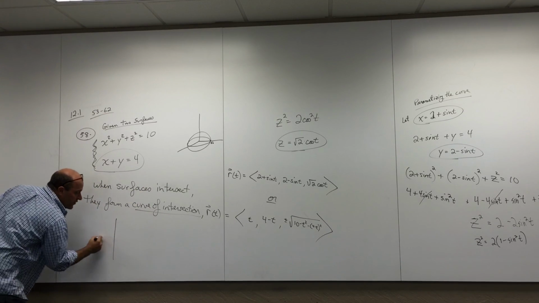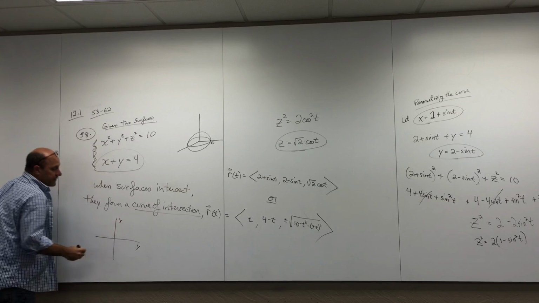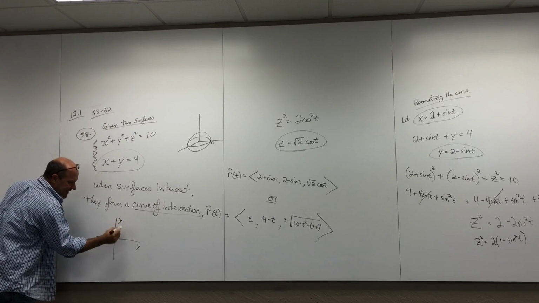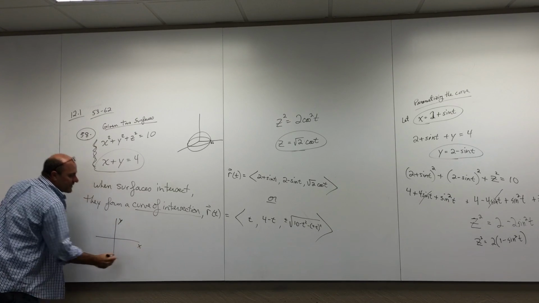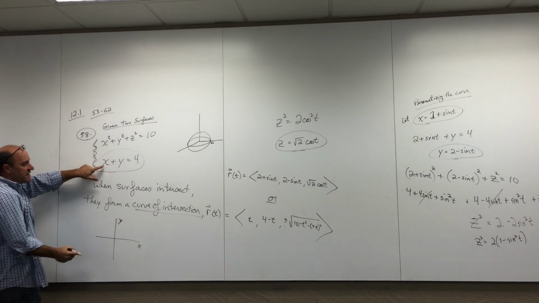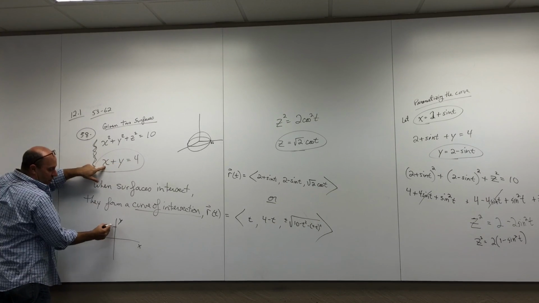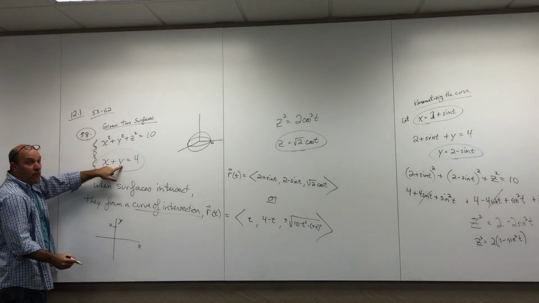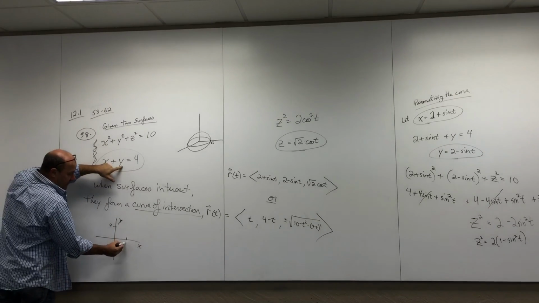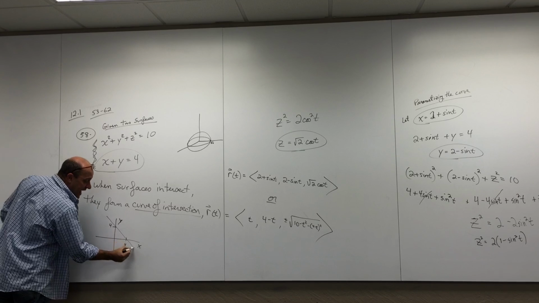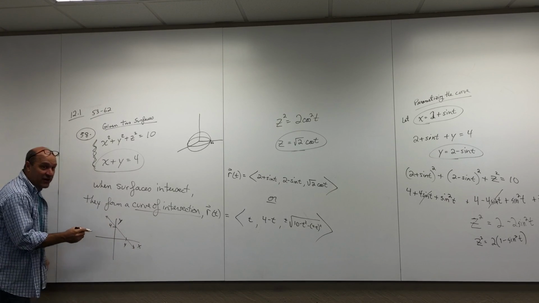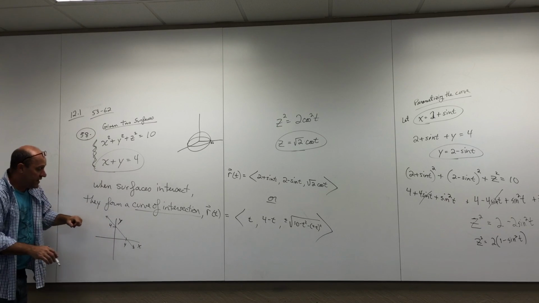In 2D world, for just a second, if I plot points, plug in a 0 for x, it hits y at 4. Plug in a 0 for y, it hits x at 4. So it is this line, but wait a minute, it's not a line in our 3D world. It's a plane.